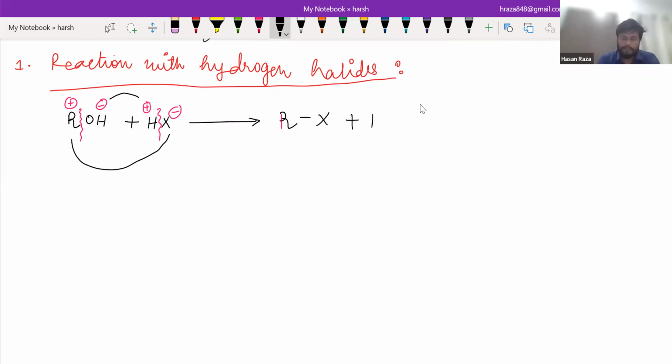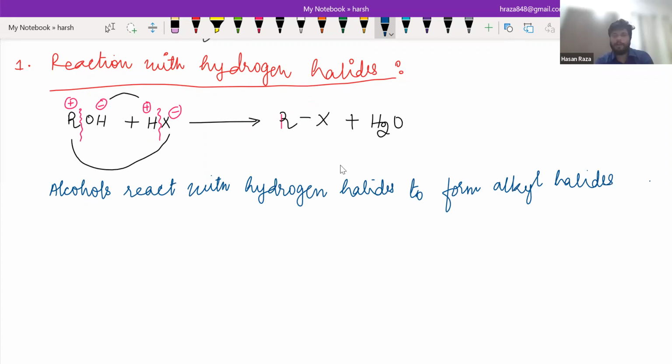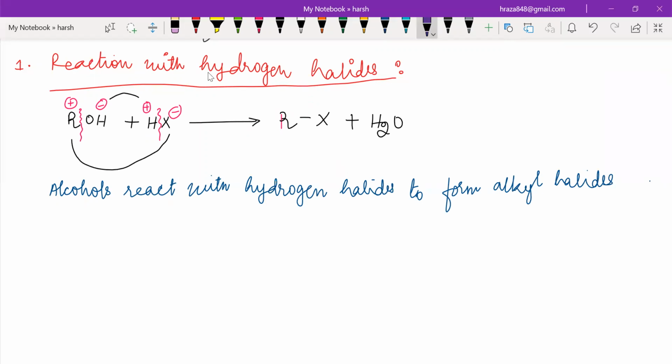Alcohols react with hydrogen halides to form alkyl halides. Harsh, are you getting all this? Harsh is not.